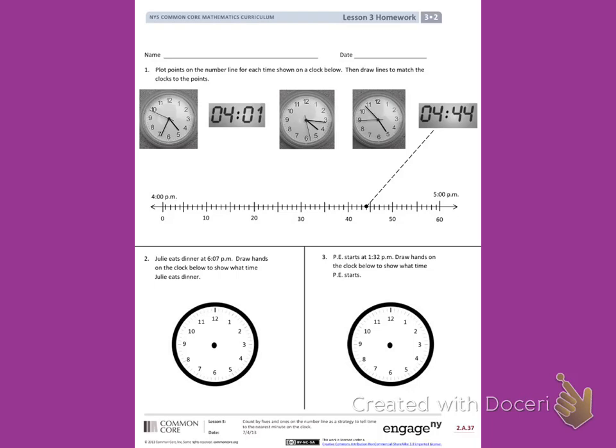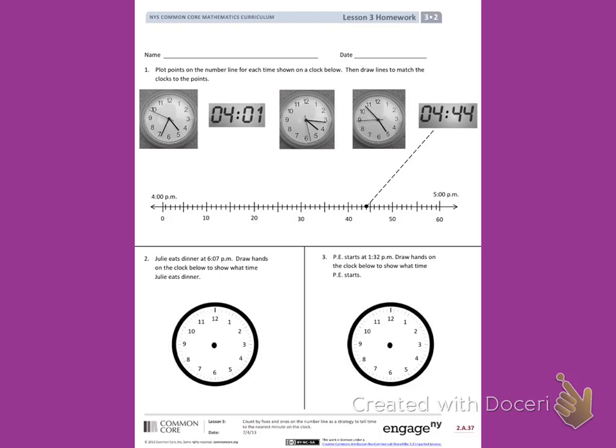Let's look at the first clock. I notice here that the time is 4:34. So I am going to plot this time on the number line. Here's 4 o'clock. I am going to count by fives until I get to 30. So 4:05, 4:10, 4:15, 4:20.